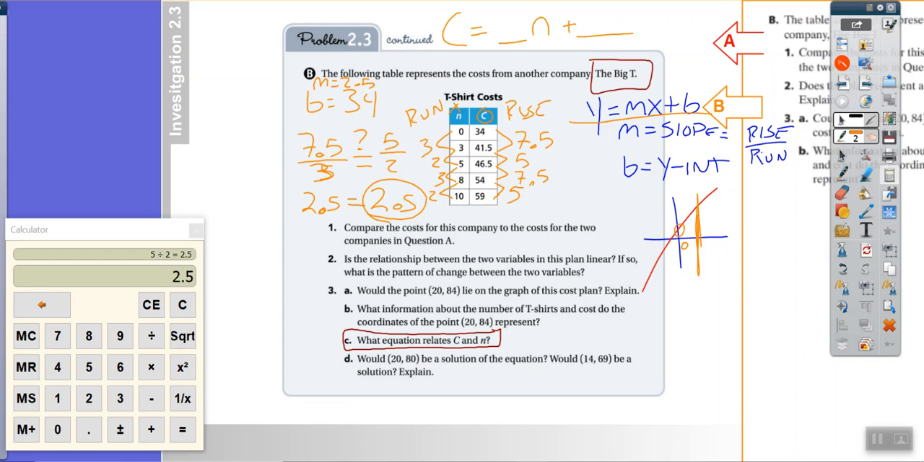All right, and so this blank here is going to be for my slope, which is 2.5. This blank is going to be for my b value, my y-intercept, which is 34. So my equation for the table is c is equal to 2.5n plus 34.